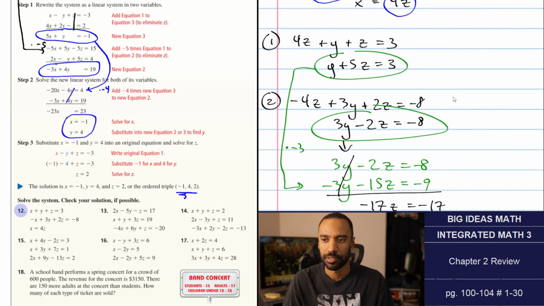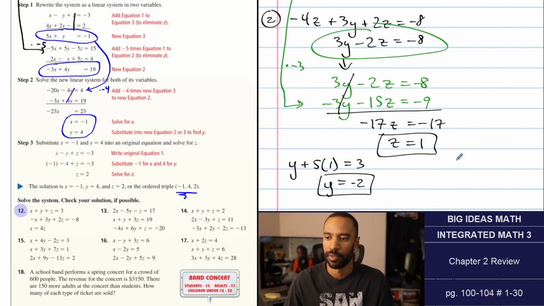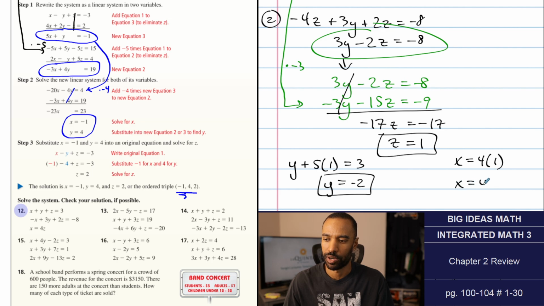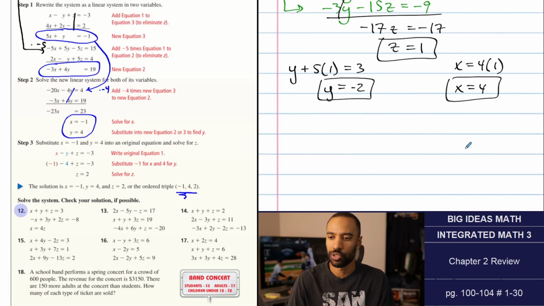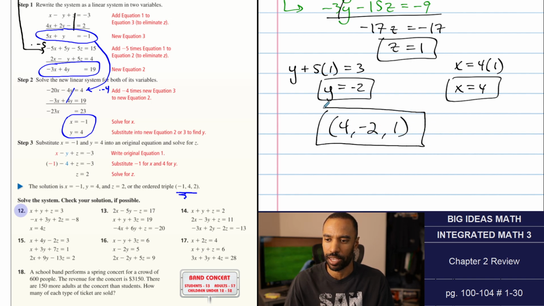Now we got to solve for x. Let's use the x plus y plus z equals 3. Oh, let's use this one. X equals 4z, and 4 times 1 is 4. So our final solution needs to be written as an ordered triple, however. The x goes first, then the y, then the z, like that. That's the final answer you should be writing.